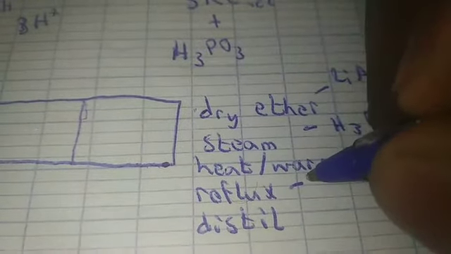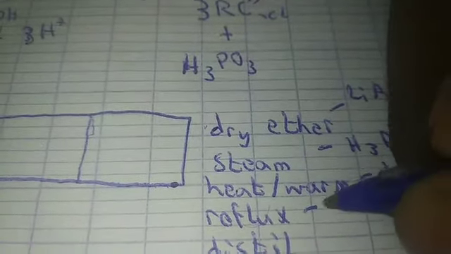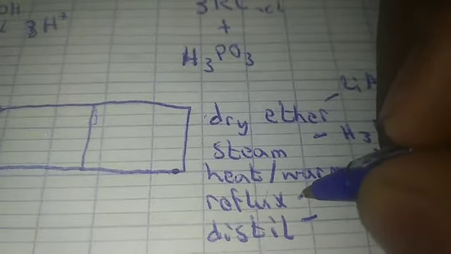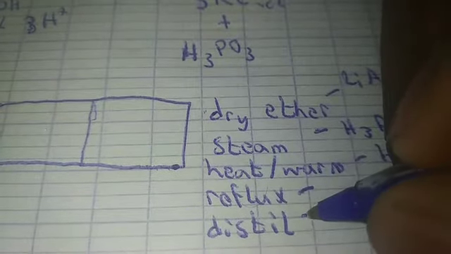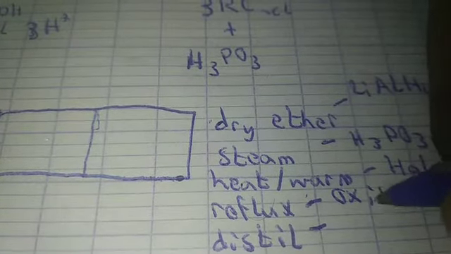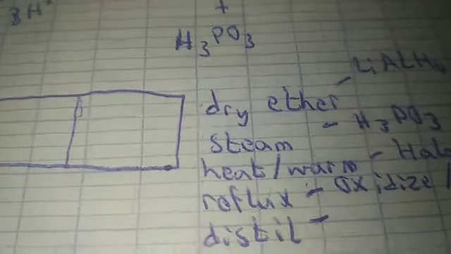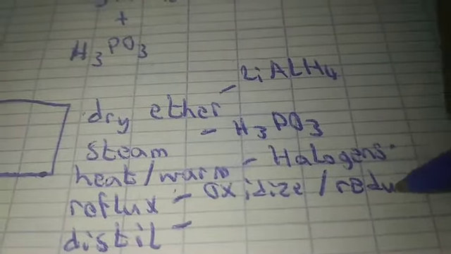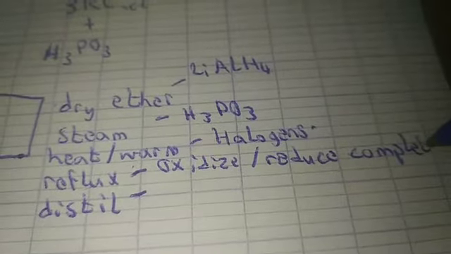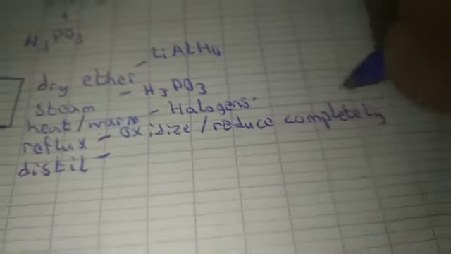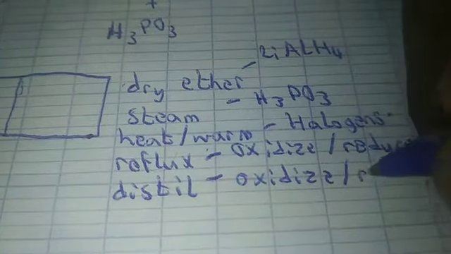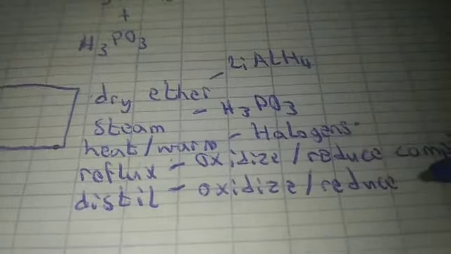Reflux is when you want to oxidize completely, and distill is when you want to oxidize partially. Same thing, reflux will also be when you want to reduce completely, distill when you want to reduce partially. Reflux will be when you want to oxidize and reduce completely, sorry, while distill is to oxidize or reduce partially.